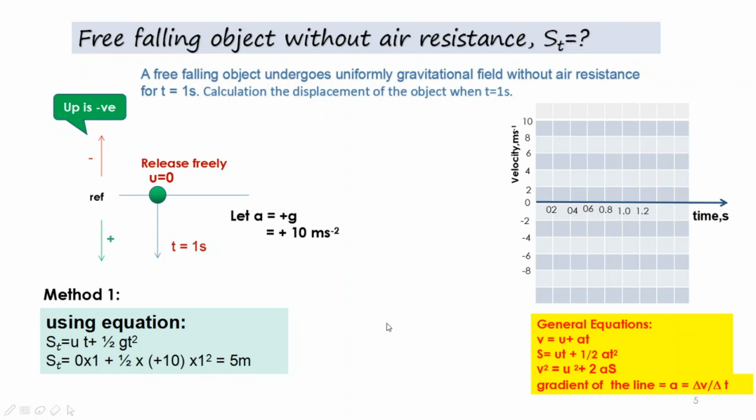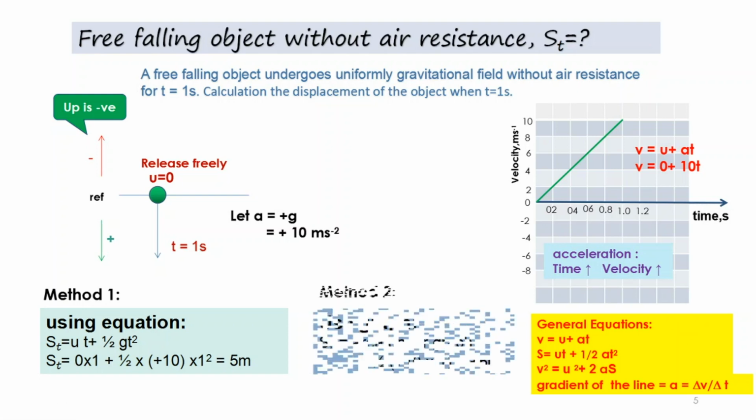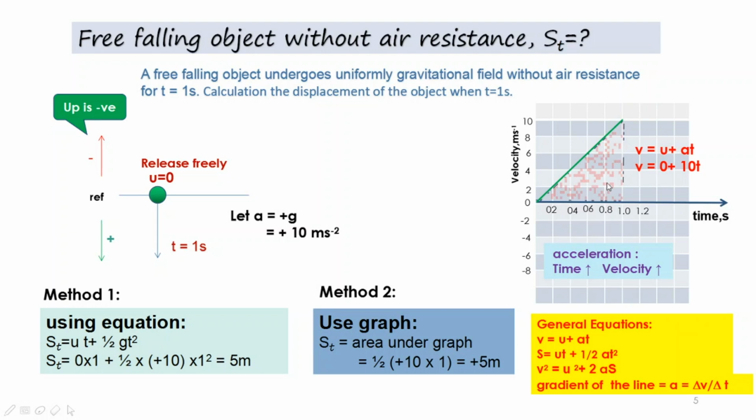Second method, we are using a graph to determine the displacement. To draw the graph on the velocity versus time graph, we're using this equation: v equal to u plus at. Since u equals 0, v equals at. Based on the equation, we should be able to draw a straight line on the graph. Displacement from time equal to 0 to 1 second is equal to the area under the graph, which is a triangular area, equal to 5 meters.